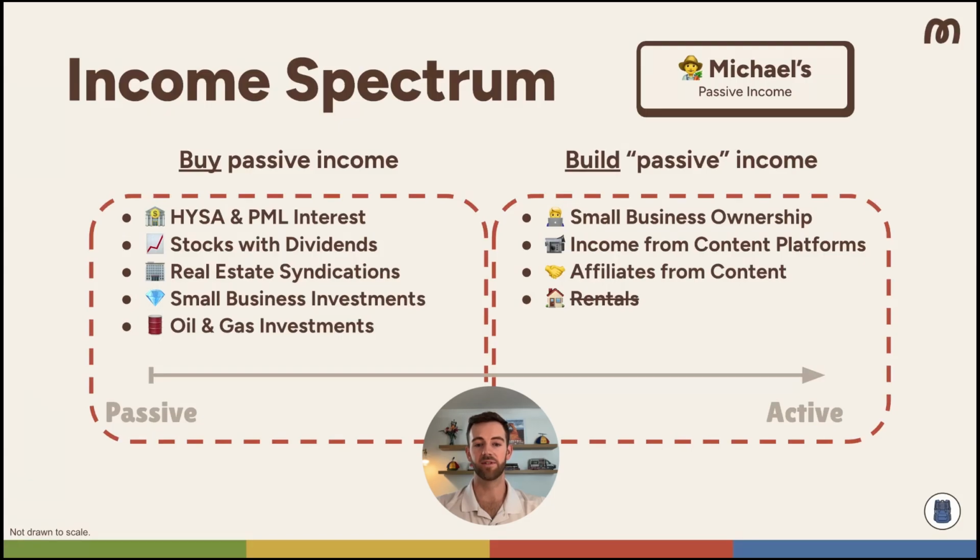Here's an example of where my different income streams sit on this spectrum. So on the left-hand side, where I'm buying passive income, this is where I have all of my cash flow. So it's high yield savings account and private money lending interest. I have stocks with dividends. I also am invested in a lot of real estate syndication deals. So these are commercial real estate properties. I've also invested into small businesses and an oil and gas fund. All of these things pay me monthly or quarterly for none of my own work.